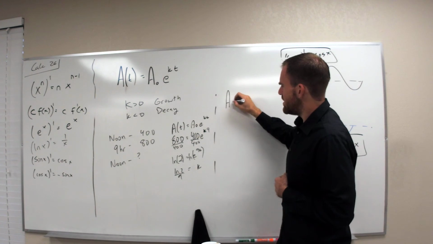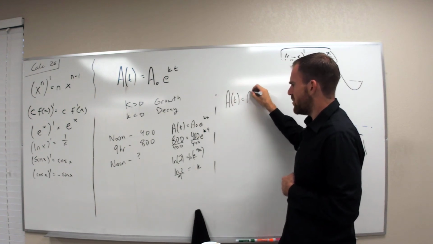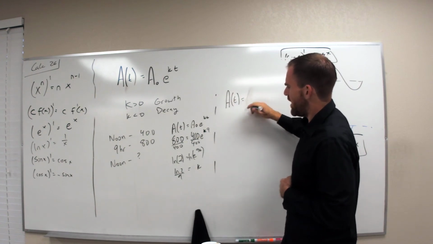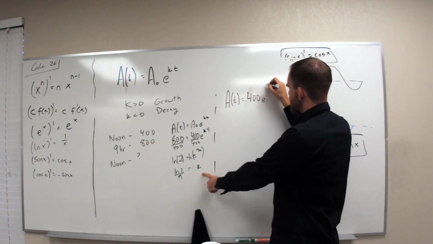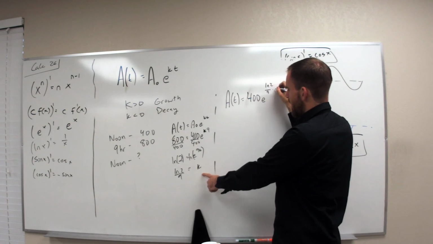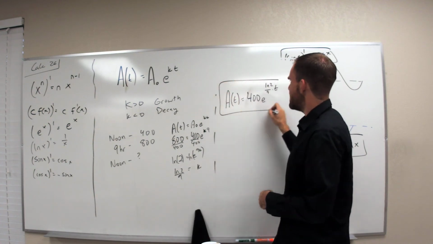When they ask what is the formula, I have to give the formula, and that should be part of my circled answer. So k is ln of 2 over 9, times time. So that is my formula.